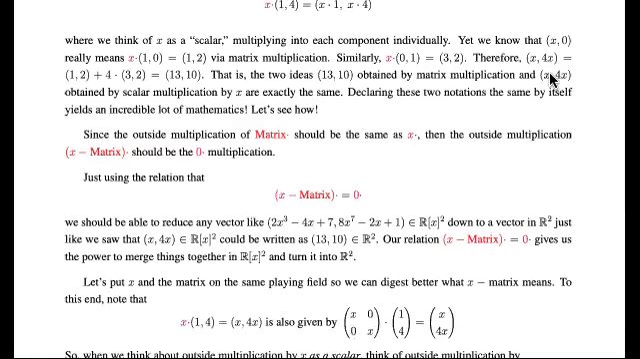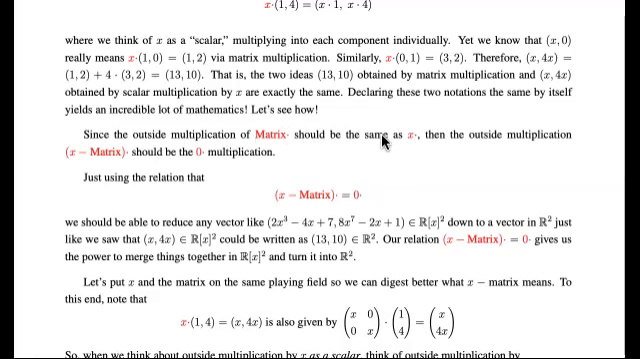If you declare that these notations, like what we're doing of putting x in components and scalar multiplication by x, are the same, there are some interesting things that happen. The outside multiplication of a matrix should be the same thing as multiplication by a scalar x.